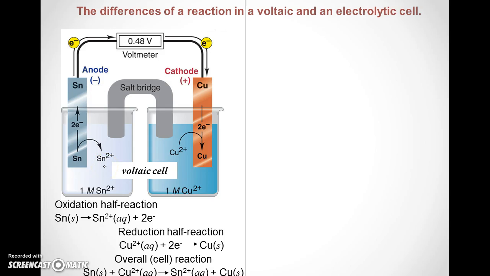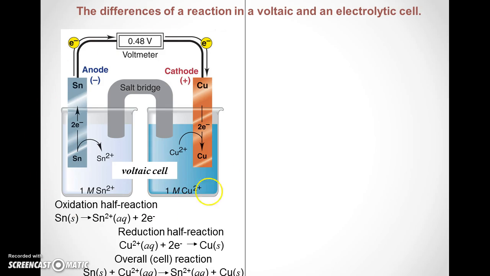So if we think about how to recharge it, what we would want to do is make both of these reactions go backwards. So when you charge your cell phones overnight, what you're doing is you're providing an external energy source that is allowing the redox reaction to occur in the reverse direction.